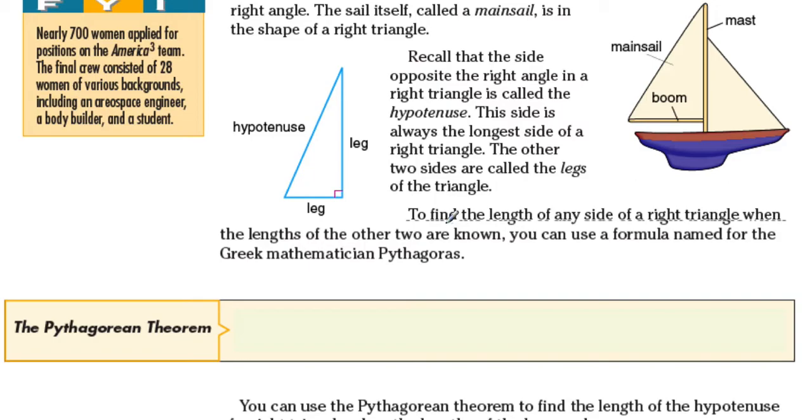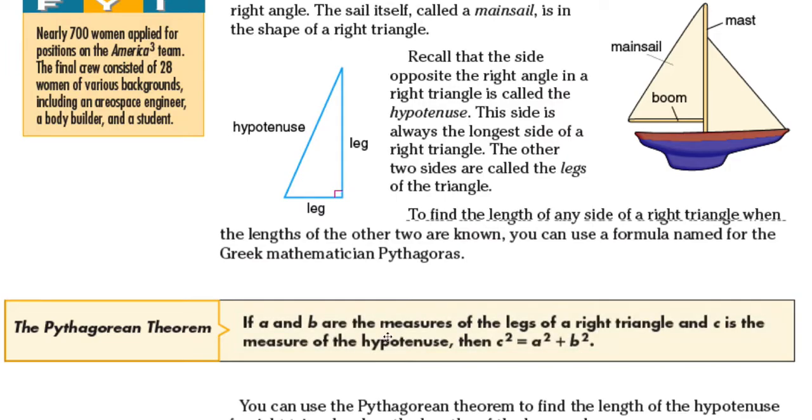To find the length of any side of any right triangle, when the lengths of the other two are known, you can use the formula named for a Greek mathematician named Pythagoras. The Pythagorean theorem is simply this: if a and b are the measures of the legs of a right triangle, and c is the measure of the hypotenuse, then c squared equals a squared plus b squared. So if this is your c, this is your a, and that is your b, this will hold true: c squared is equal to a squared plus b squared.